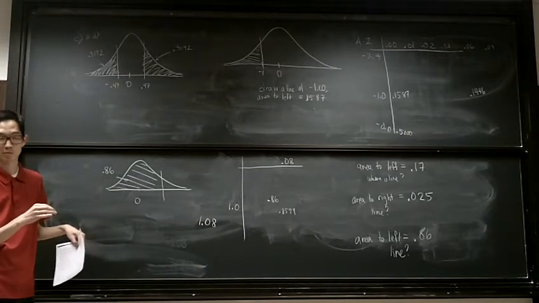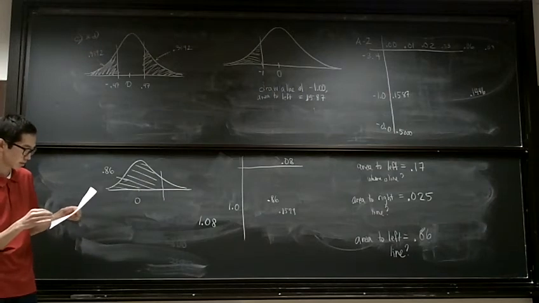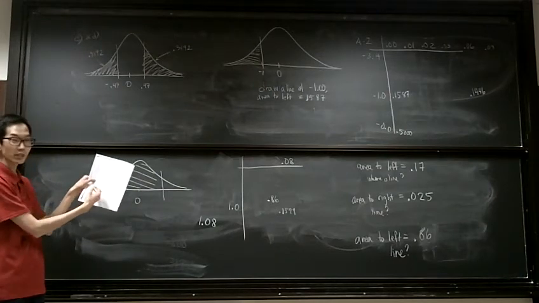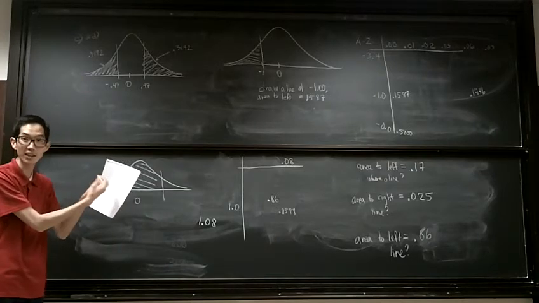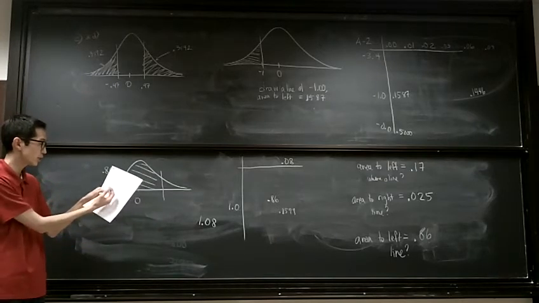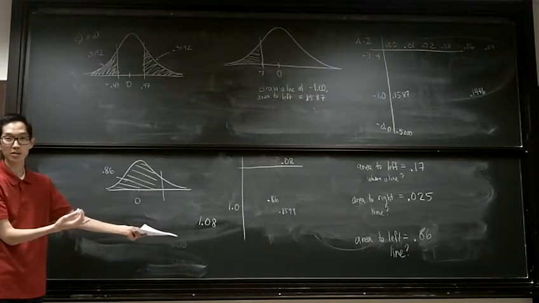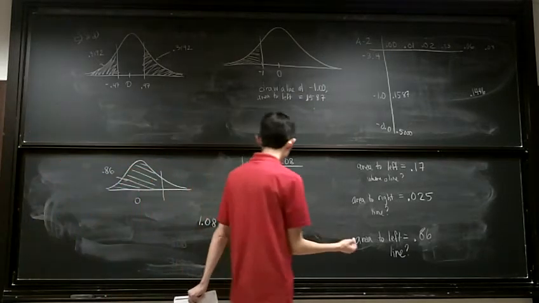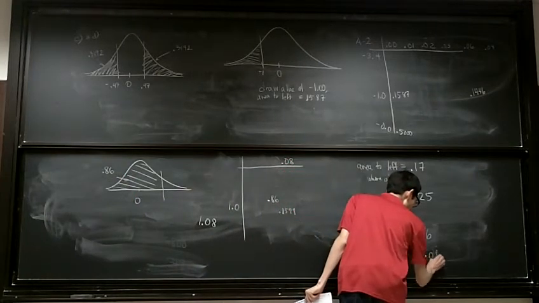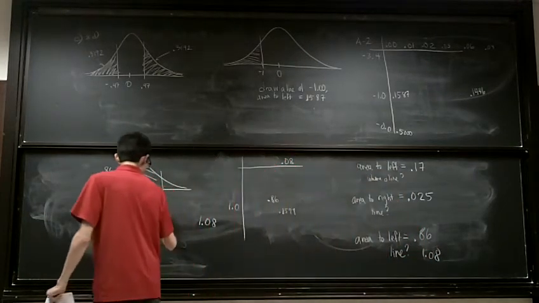Basically, for 0.86, you look through all of this and find the number closest to 0.86, which is 0.8599. You take that row and that column, and you put those two together and you get 1.08. But the number cannot be different. So this is at 1.08.